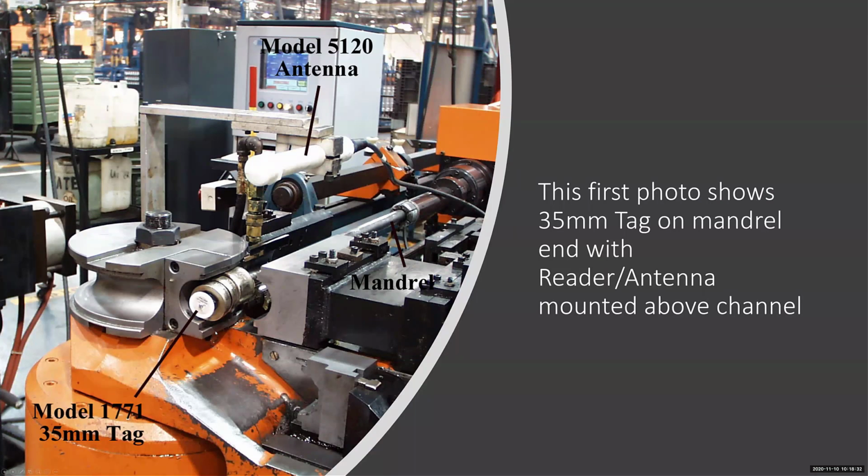Here you can see a slide. This is with the first tag, the white tag that we showed. And up here on top is the smart antenna, the 5120 smart antenna. And from here to here, the distance was about 6 inches. And that would allow that tag to be read. And in the event that this particular donut was broken off, the machine would shut down and the operator would know that the last pipe that was bent is defective because it has this donut lodged inside of the pipe.